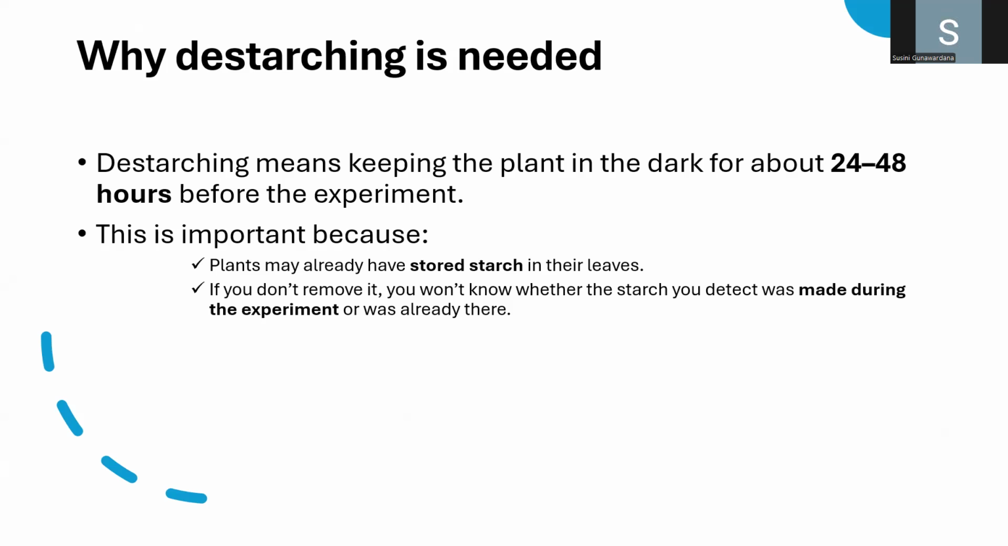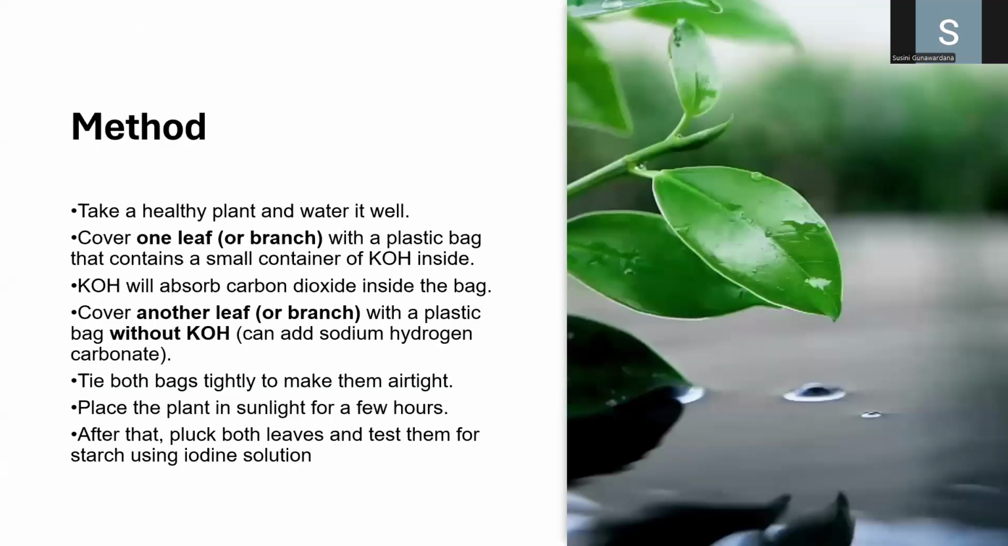Plants may already have stored starch in their leaves. If you don't remove it, you won't know whether the starch you detect was made during the experiment or was already there. As you can remember, in previous presentations, we discussed the destarching process. You can go through them. Destarching means we will be removing all the starch stored inside the plant. So, after destarching, we need to take 2 destarched plants.